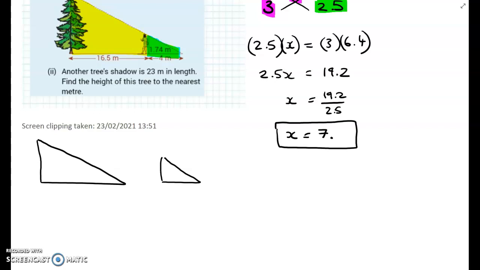So on the big one, you have a total length along the bottom of 20.5. Now where did I get that from? Well, it was 16.5, which is just that bit, plus the 4, which is that bit. So all in all, the entire bottom of that big triangle is 20.5. That's all you really have in that big triangle. Now in the small triangle, you've got a few more details. You're told that it's 1.74 meters in height and that it's 4 meters in width.